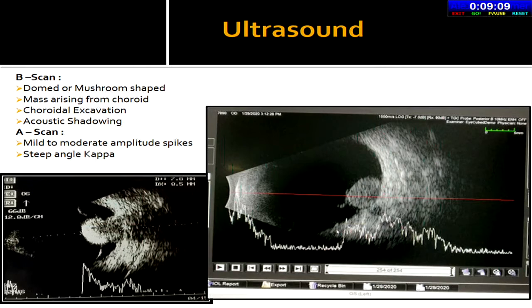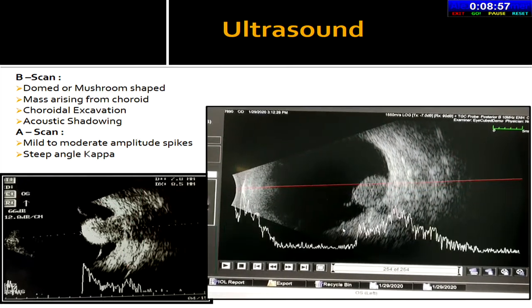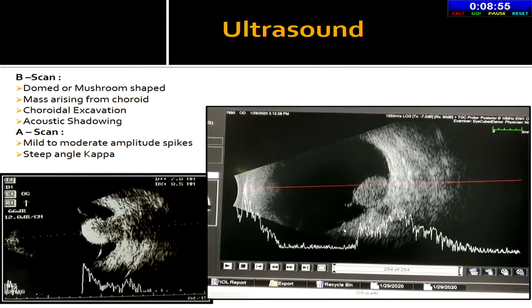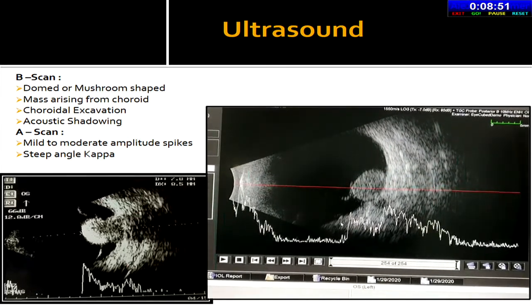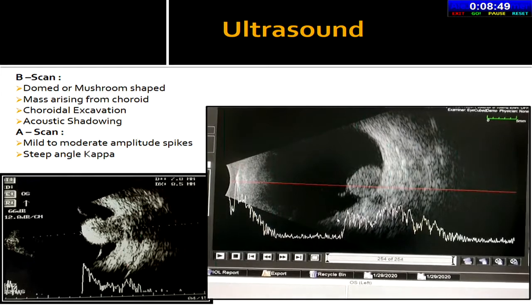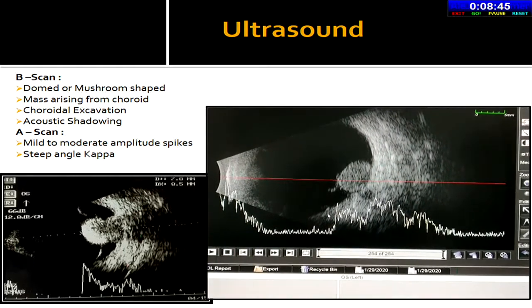One of the important diagnostic tools is ultrasound, the A and B scan. Here you see very characteristic features: mild to moderate amplitude spikes because of the homogeneity of the mass, a steep decay of the internal reflectivity, and a choroidal excavation and acoustic shadowing. So this is a very typical sign of a case of choroidal melanoma.